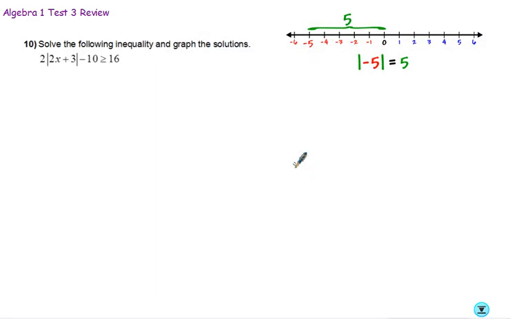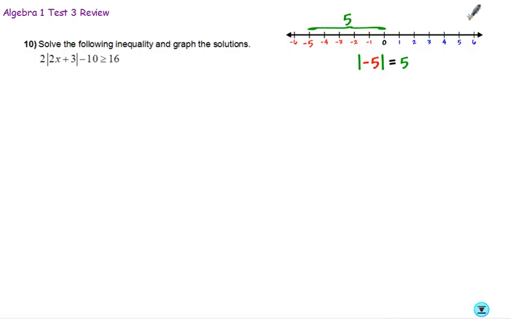Alright, so number 10. As you can notice, there's another absolute value here. The only difference is that it's an inequality. So instead of an equal sign, we've got a greater than or equal to that we're working with there. Well, again, absolute value, same idea as we saw in the last problem, is the distance a number is from 0 on the number line.